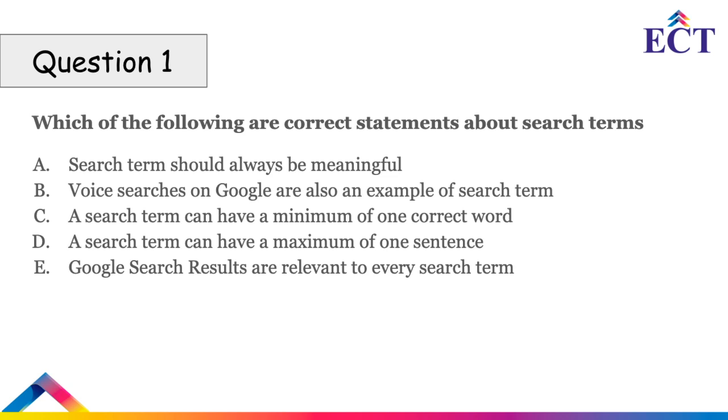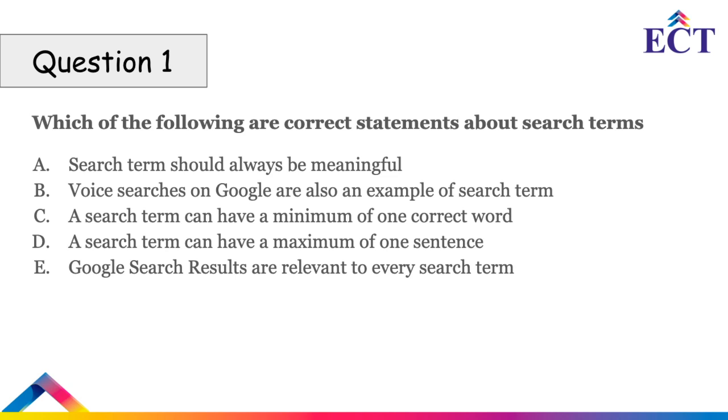Okay, Swasti is saying except C, all are true. A search term can have a minimum of one correct word. Not necessarily, not all are true. Chanakya is saying A, B, and E are correct. Hi Chanakya, after a long time we are meeting. Yes, so A, B, and E. A search term should always be meaningful. No, a search term need not necessarily be meaningful. Anyone can type anything on Google.